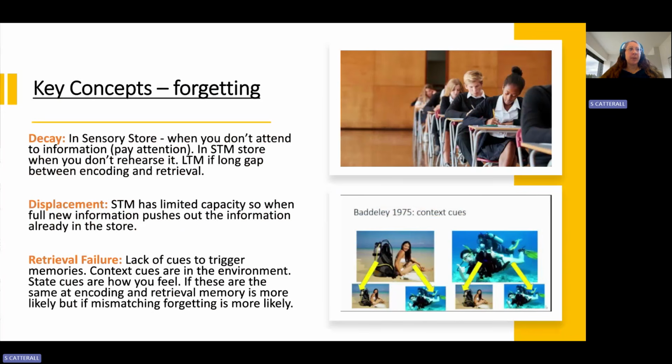So for example, if you were in a classroom and it had loads of displays on the wall, and you learnt the information in that classroom, then when you do an assessment in that classroom, you've got the cues, which will help you remember. But if you do it in a different place, like the exam hall, you might forget because you don't have those same cues. And so if those cues are present, you're more likely to remember it.